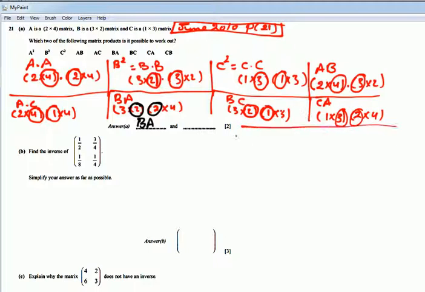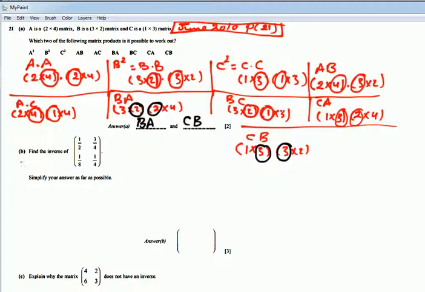Finally, CB. 1 by 3 times 3 by 2. This number and this number are the same, so you can find CB. So here is the second matrix product that you can find: it is CB.